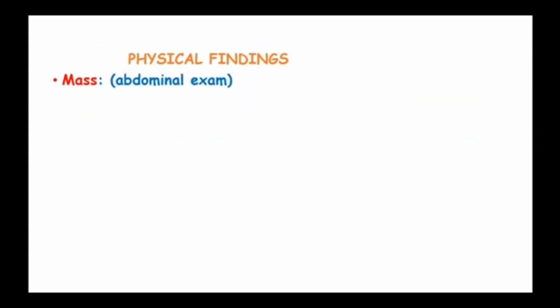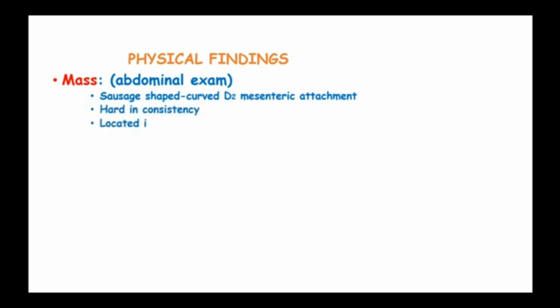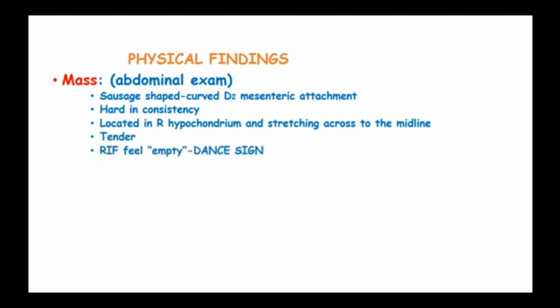Physical findings: a mass on abdominal examination, sausage shaped, curved along its mesenteric attachment, hard in consistency, located in the right hypochondrium and stretching across to the midline, might be tender. The right iliac fossa feels empty, that's called the sign of Dance. On distal rectal examination, blood stained mucus, so the apex may be felt.